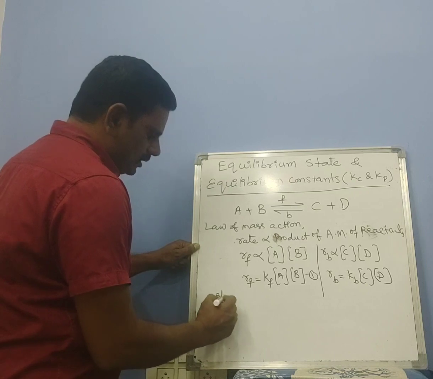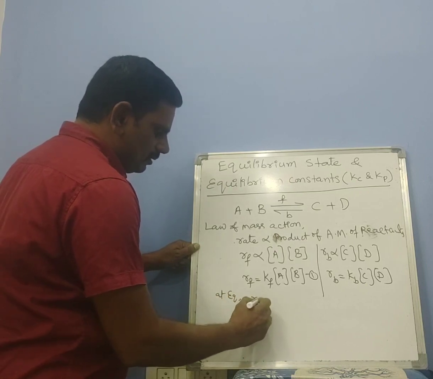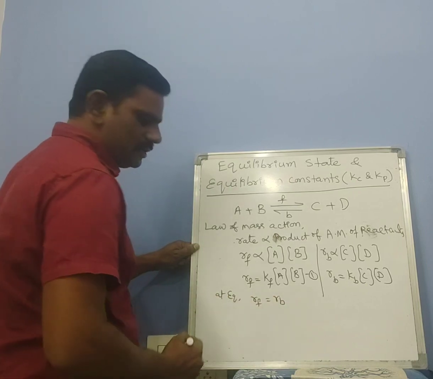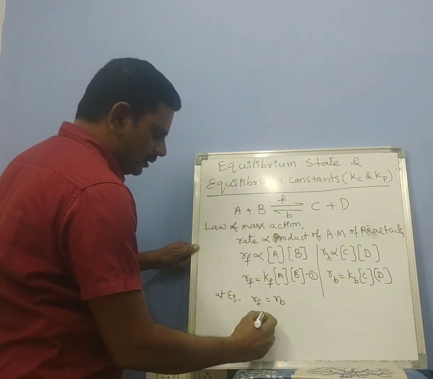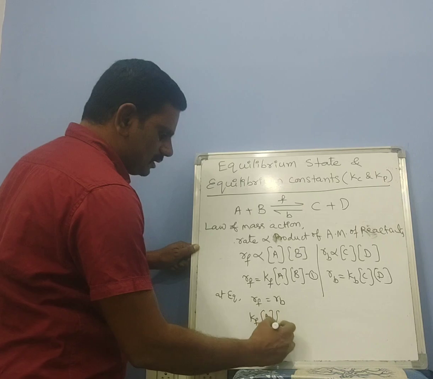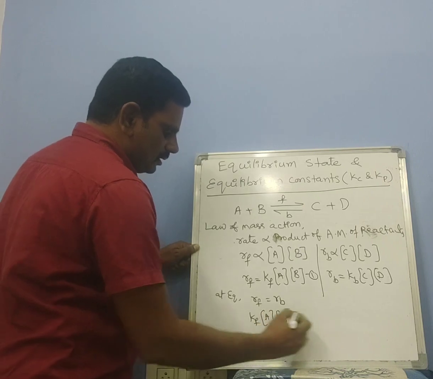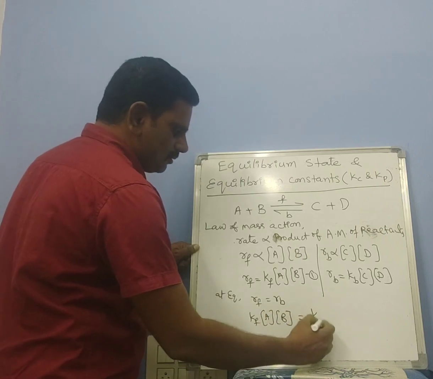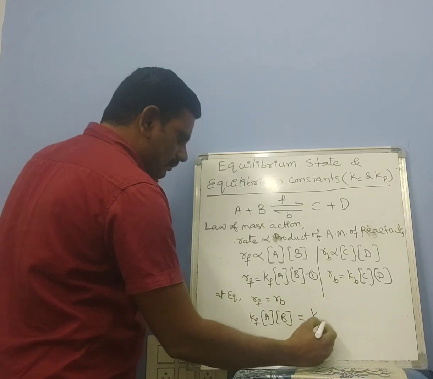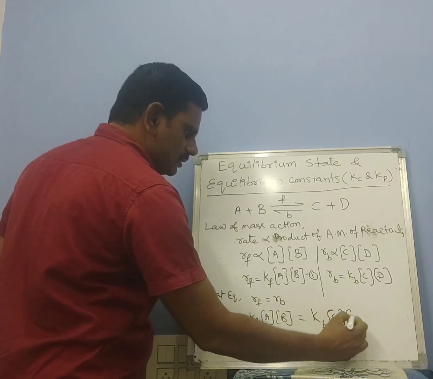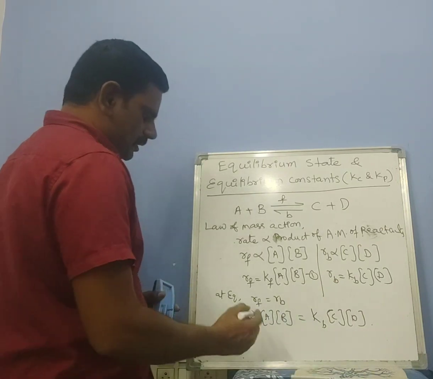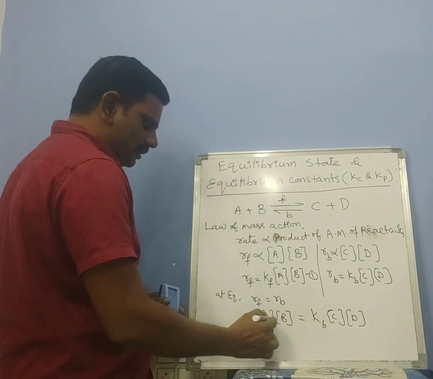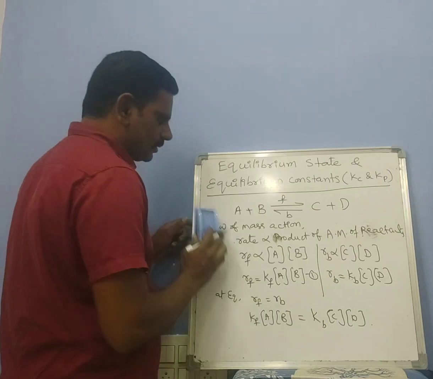You know, at equilibrium state, rate of forward reaction is equal to the rate of backward reaction. Then Kf into concentration of A into concentration of B is equal to the Rb value, Kb into C into D. Now from this, Kb comes here when we interchange the terms like this.